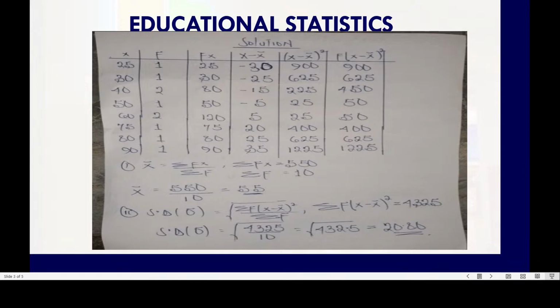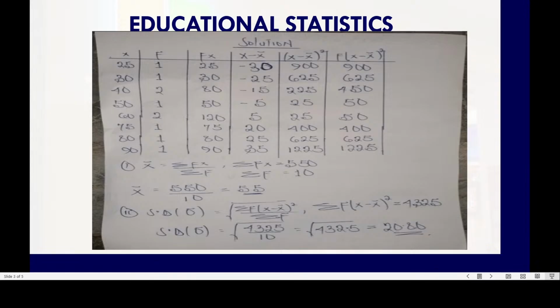I will now sum it. That's the expression there, summation fx. That means I will add 25, 30, 80, 50, 120, 75, 80, and 90. If you sum everything up with a calculator, you should have 550. The same is also true for summing the entire frequency: 1 plus 1 plus 2 plus 1 plus 2 plus 1 plus 1 plus 1. If you do that, it gives you 10.